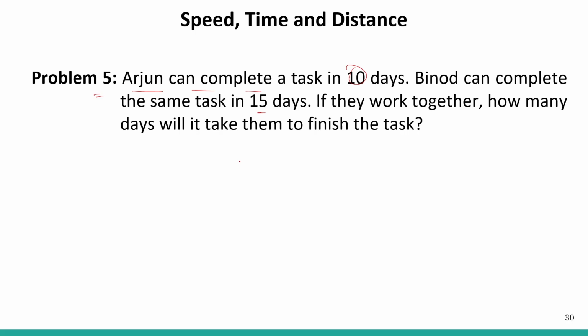So Arjun's work rate is equal to what? 1 by 10. So WA, that is Arjun's work rate, is equal to this much. And the work rate of Binod will be 1 by 15, right? So their combined work rate WC is equal to 1 by 10 plus 1 by 15. So this is equal to (3 plus 2) by 30, which is 5 by 30, equal to 1 by 6. So 1 by 6th of the work is finished in 1 day if they work together. So how many days will it take them to finish the task? Number of days is equal to what?